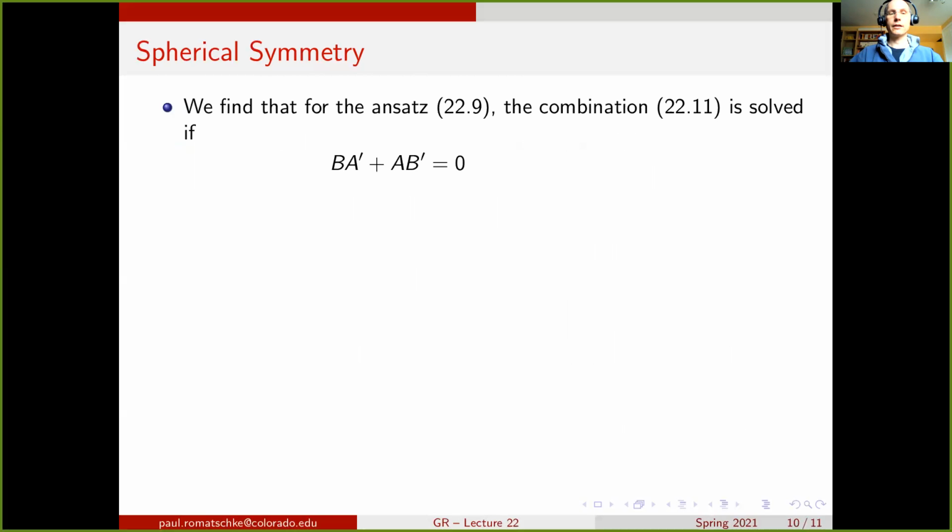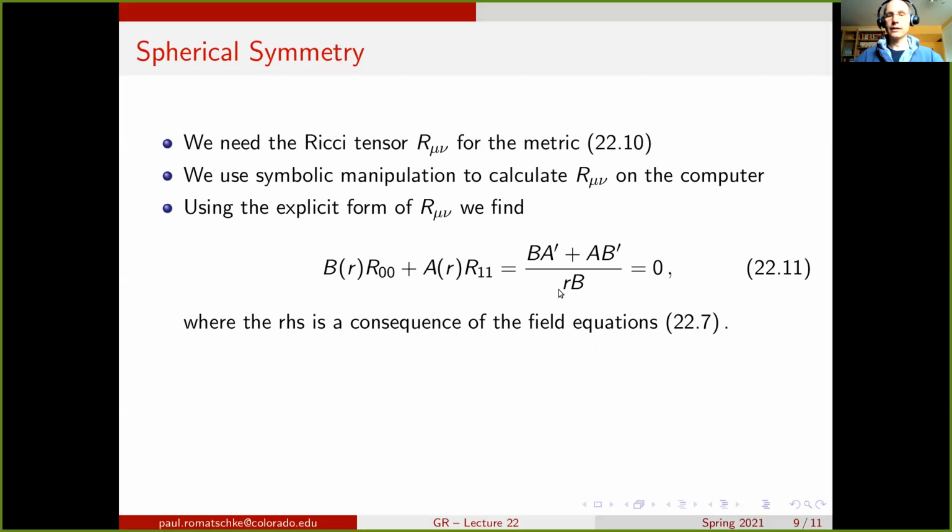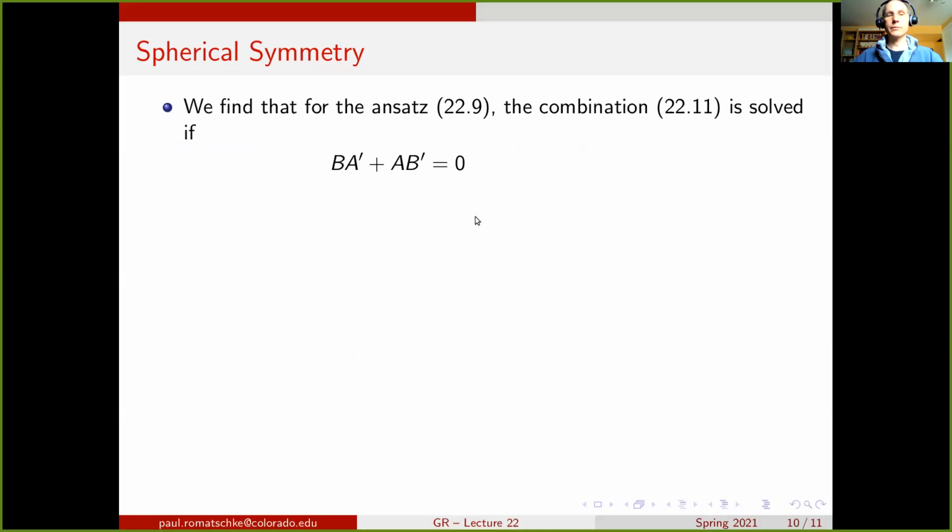So we find that if we use this ansatz for the Einstein field equations, then if b is not equal to 0, the combination b a prime plus a b prime has to be equal to 0 in order for a and b to be a solution of the Einstein field equations. That means we want to solve this equation here. Fortunately, this is easy to solve. We can write a solution where we write b as just 1 over a. This is a solution of this equation.